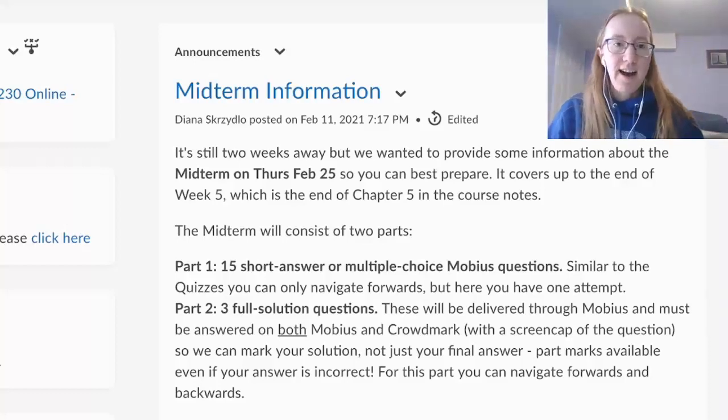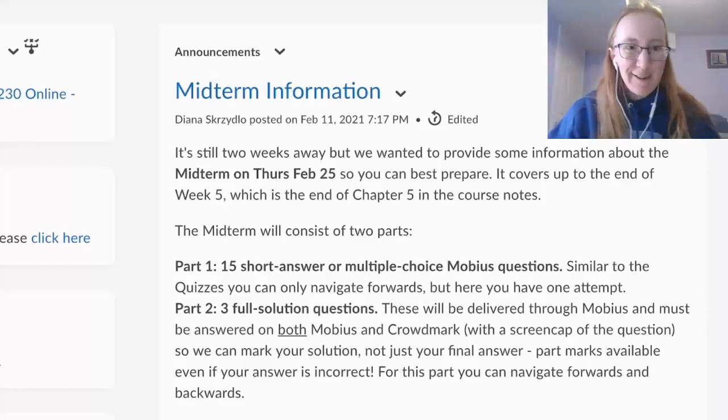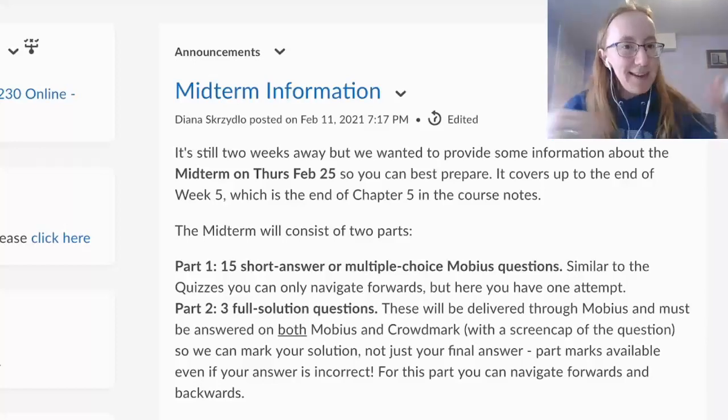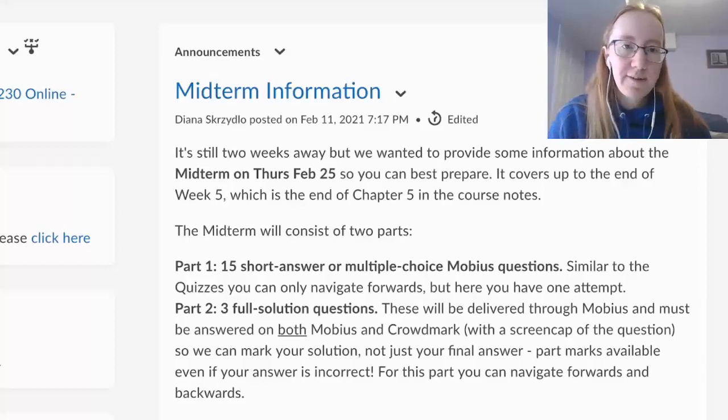And you'll have enough time to be able to do that, and you know how many questions there are, so you can pace yourself. But just keep in mind that you can only go forwards as usual, but this time you only have 1 attempt. But the questions are no more difficult systematically than what you've seen on the quizzes so far.